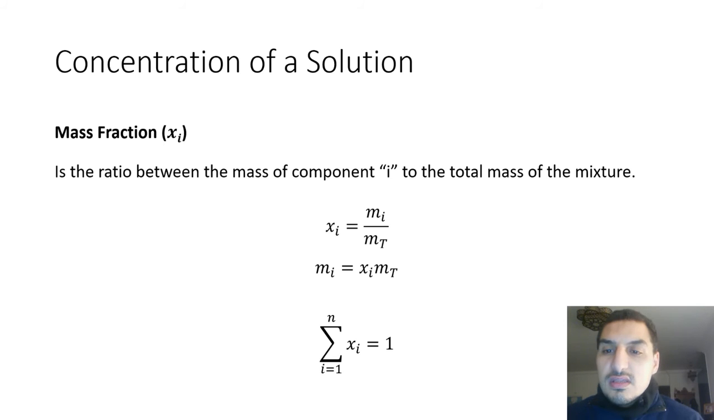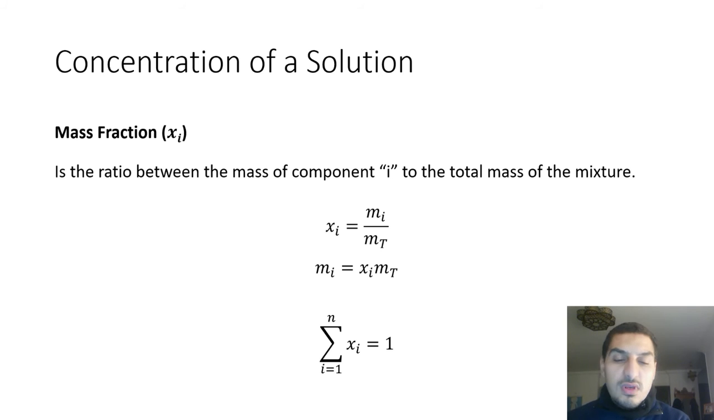So the first one is the mass fraction, and from its name it is clear that it's a fraction. It's a ratio between the mass of the component i to the total mass of a mixture. So I have two numbers. The numerator is the mass of the component of interest, and the denominator is the total mass of the mixture.